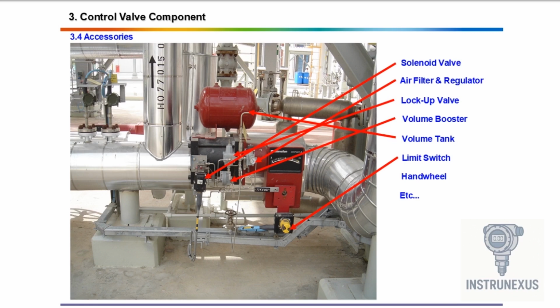Moving on to the lockup valve. This one's all about safety. If the instrument air supply fails, the lockup valve holds the actuator in its last position, preventing unwanted or unsafe valve movement.